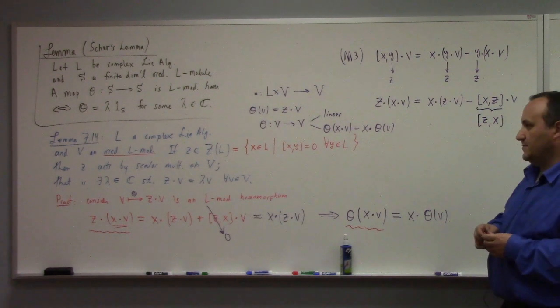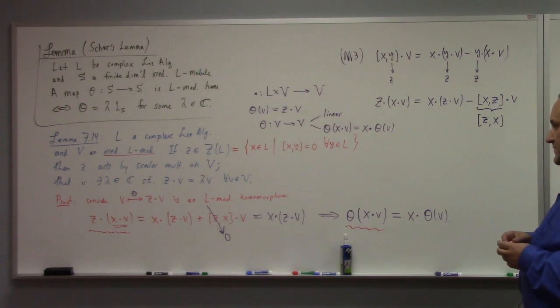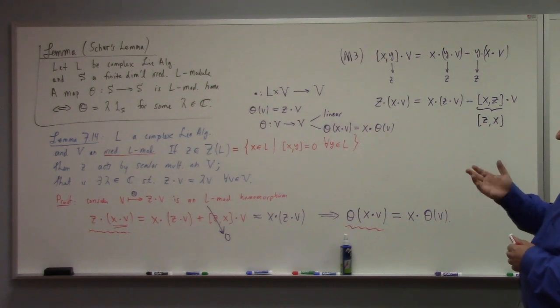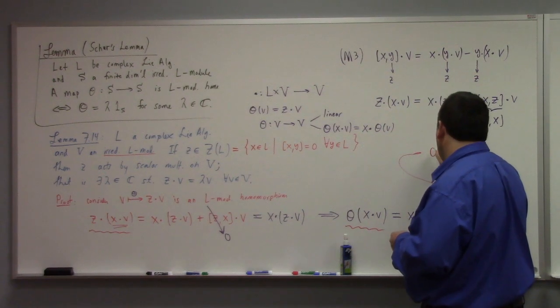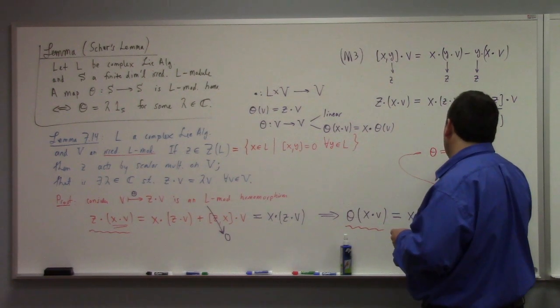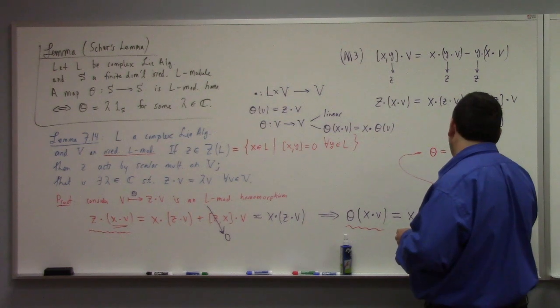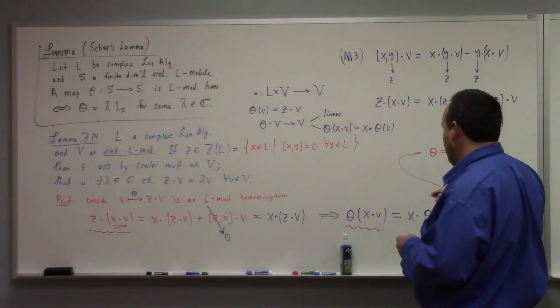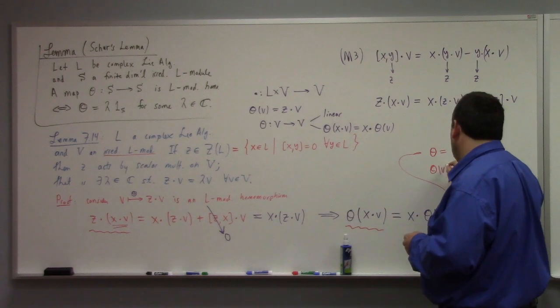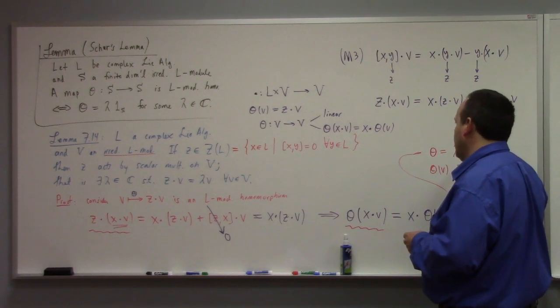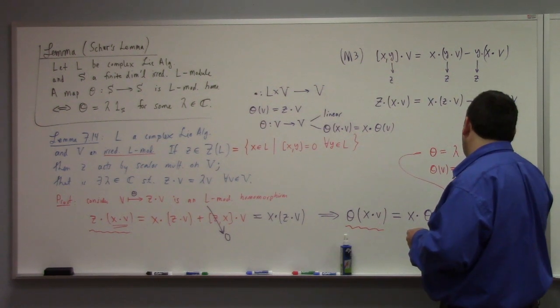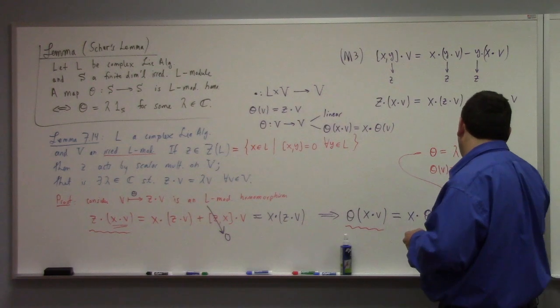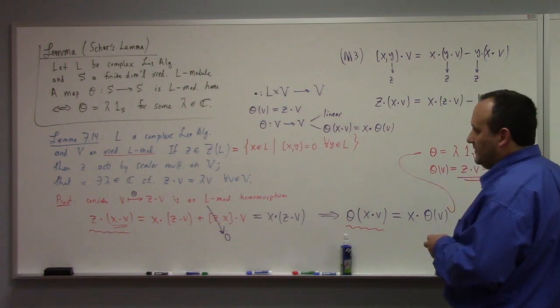Okay? So now we can apply Schur's lemma. And what does it tell us? Schur's lemma says that this theta has to be equal to lambda times the identity on V. And so, of course, if we look at theta of v, we've got z dot v, but we've also got lambda times v, which is exactly what we were trying to prove.